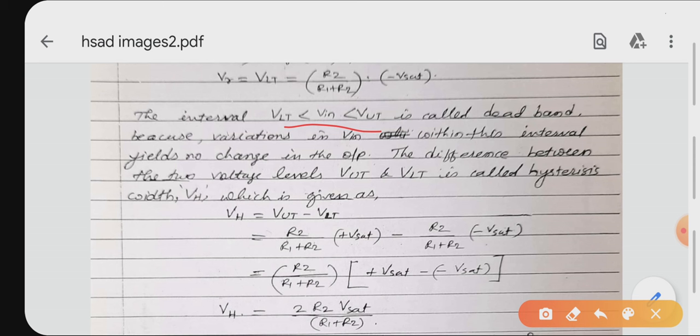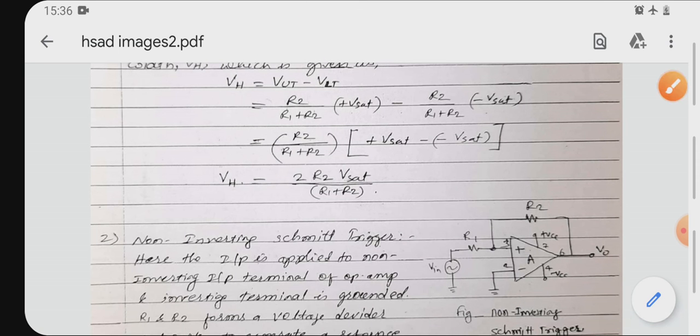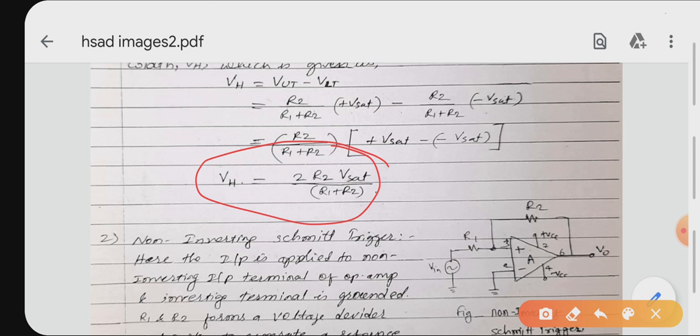The difference between VUT and VLT is called the hysteresis width, denoted as VH, which can be given by this formula: VH is equal to VUT minus VLT. Substituting the values of VUT and VLT from those formulas and simplifying, finally you will get VH, the hysteresis width, equal to twice R2 into Vsat divided by R1 plus R2.